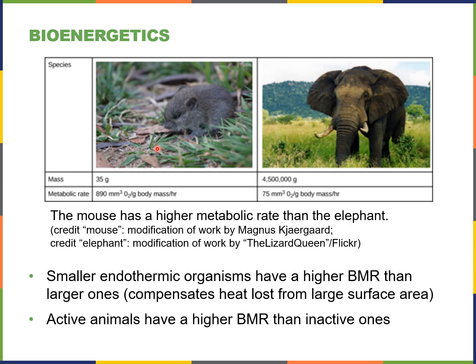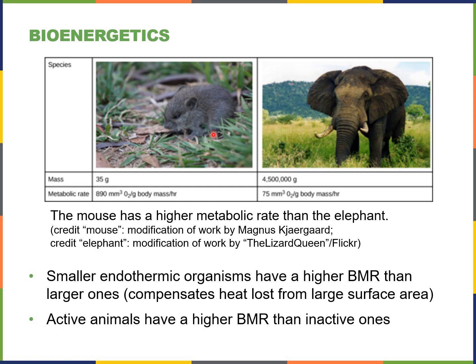But what's actually interesting here is it might be something a little bit different than what you'd expect: our mouse actually has a higher metabolic rate than the elephant. And this is because this little guy here loses heat a lot faster because it has a larger surface area than the elephant does in comparison to its mass. So these guys are also considered a little bit more active, right? A lot of smaller animals are more active.